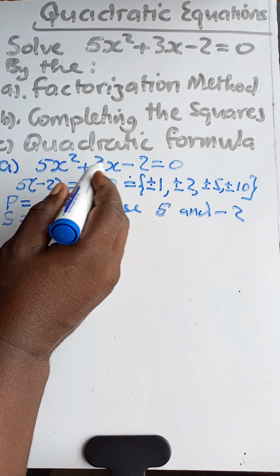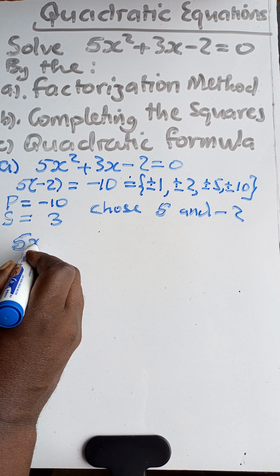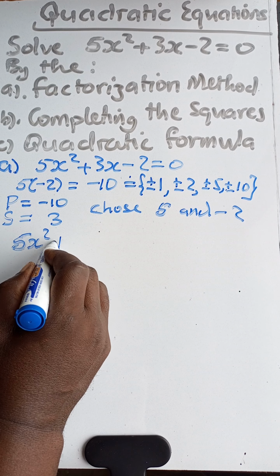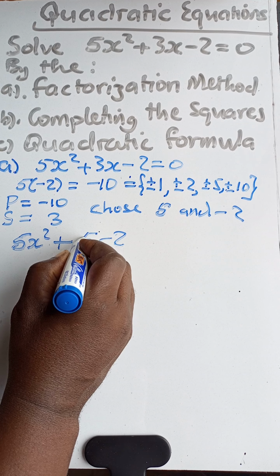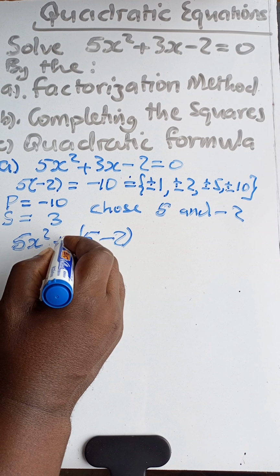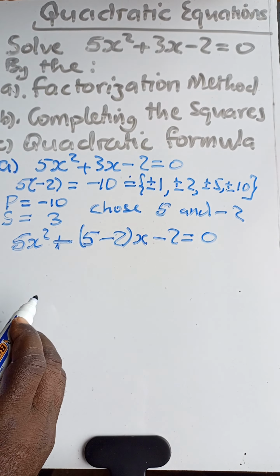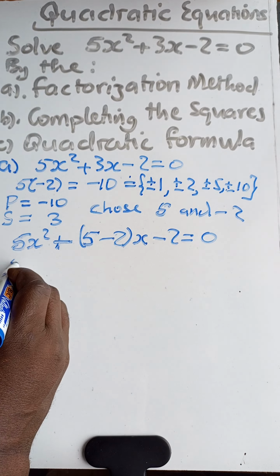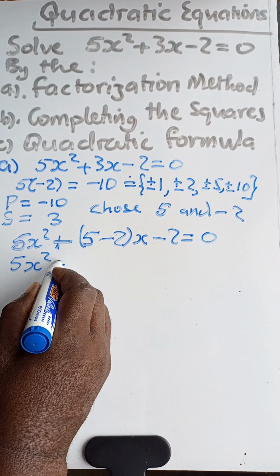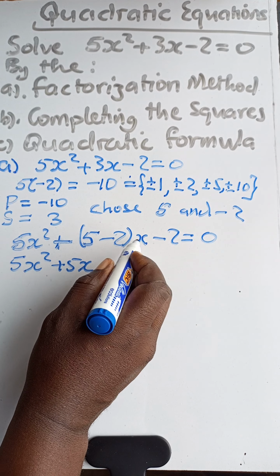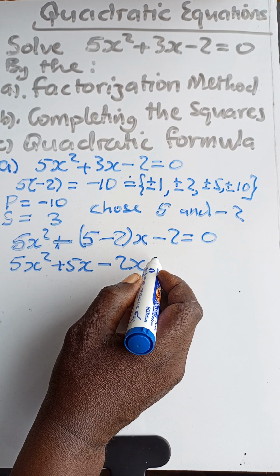So now we're going to rewrite this equation, and instead of 3, we're going to write 5 minus 2, all of that multiplied by x. Then minus 2 equals 0. We open up this bracket. We have 5x squared. 5 multiplied by x is plus 5x. Negative 2 multiplied by x is minus 2x.